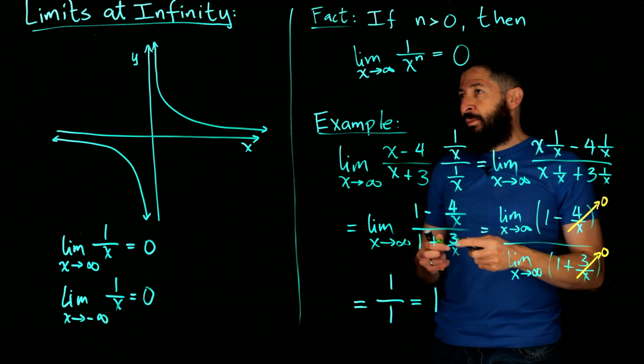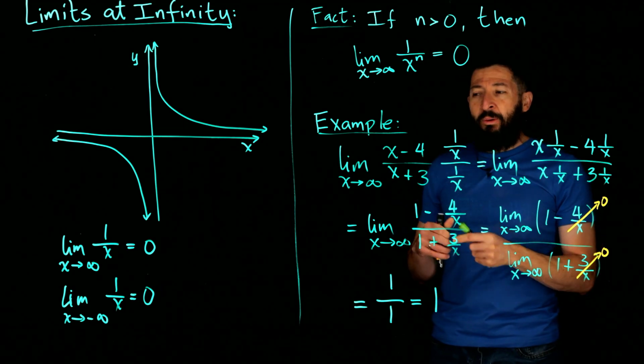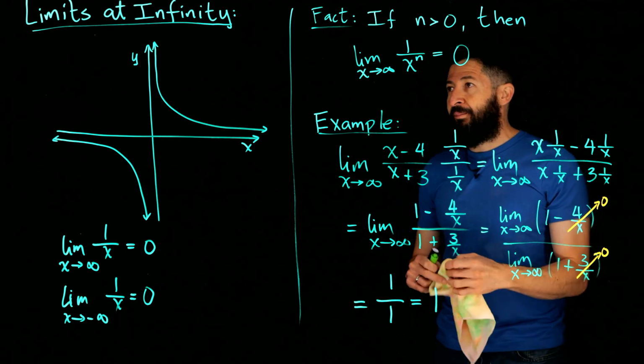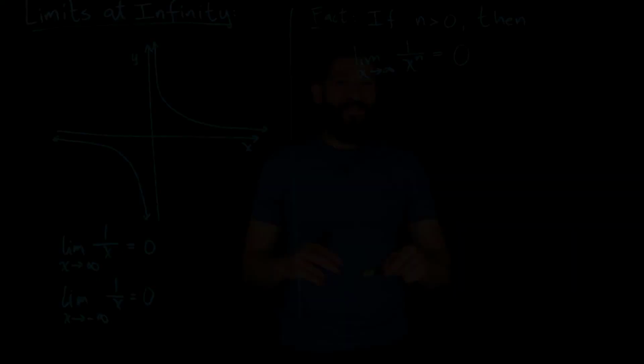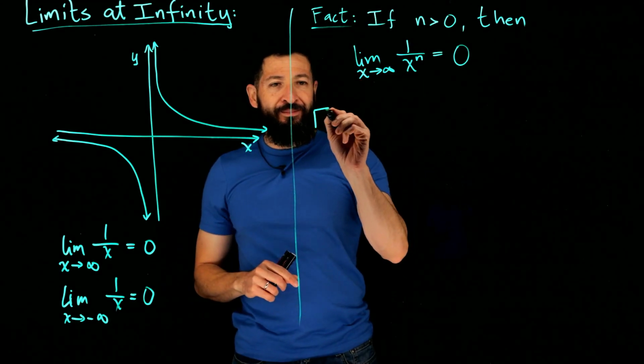All right, let's do a couple more of those, and then we're going to write a general rule for these types of limits. So let's erase and let's do another. All right, so let's take a look at another example.